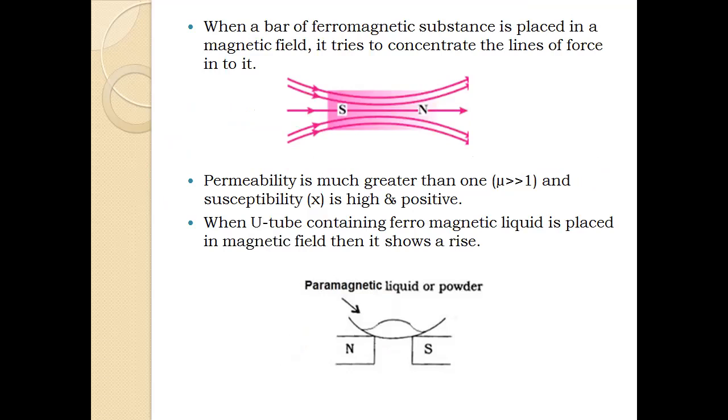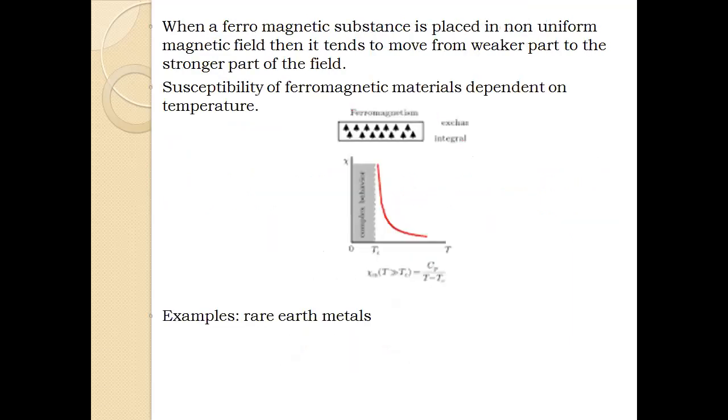In the same way, when you take a ferromagnetic liquid in a tube and place it in an external magnetic field, it shows a rise or elevation as in a paramagnetic liquid. When a ferromagnetic substance is placed in a non-uniform field, it tends to move from the weaker to the stronger part. The susceptibility of ferromagnetic materials depends on temperature. The rare earth metals are the best examples for ferromagnetic materials.